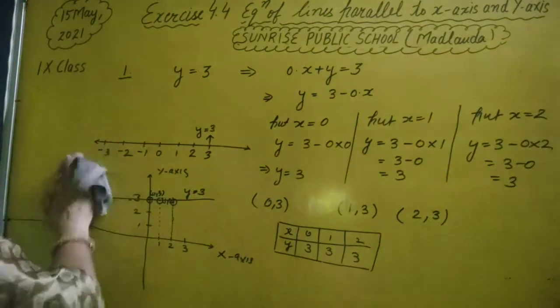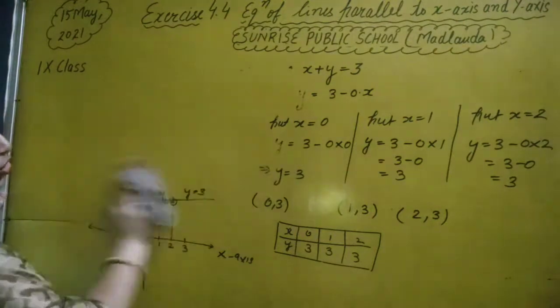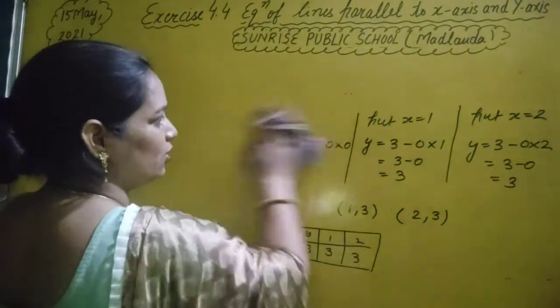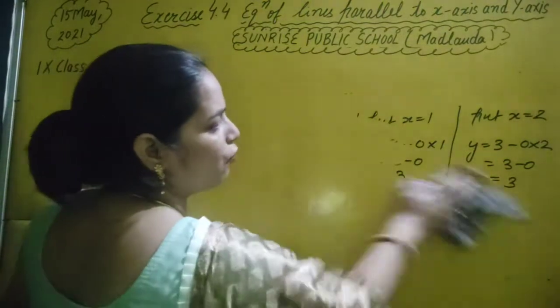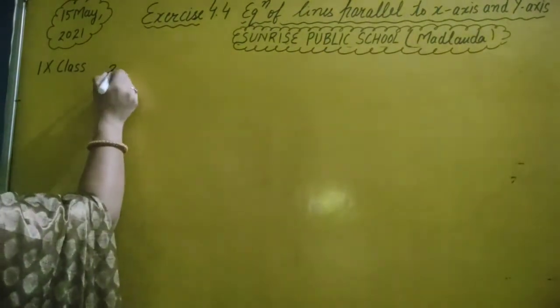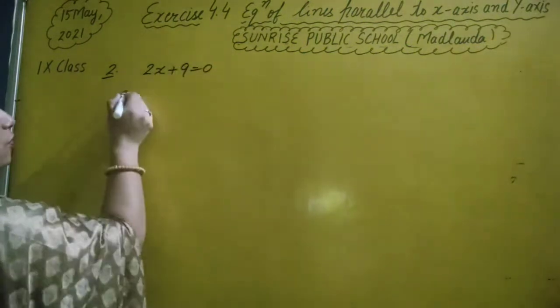x axis के पैरेलल। Same as we have question number second, and in this question we have the equation 2x plus 9 is equal to 0. हमारे पास जो इक्वेशन है वो है 2x plus 9 is equal to 0. So I am writing the statement of question number second, that is 2x plus 9 is equal to 0.